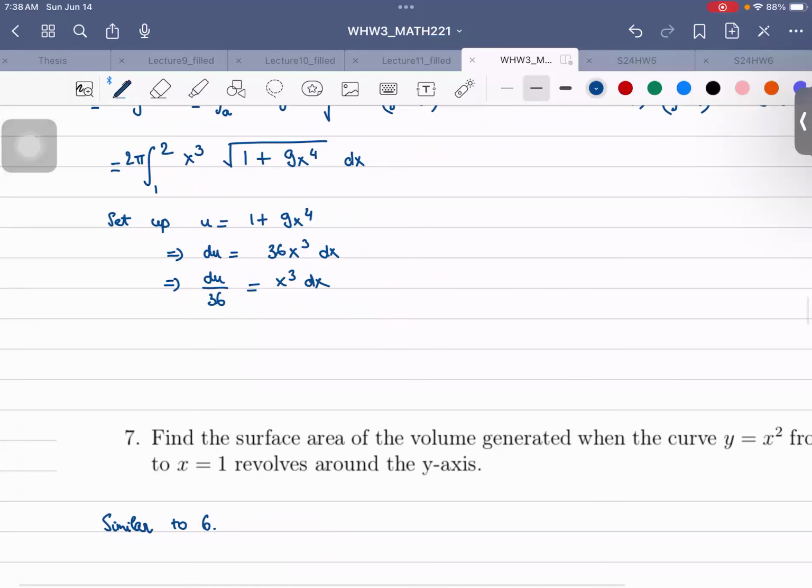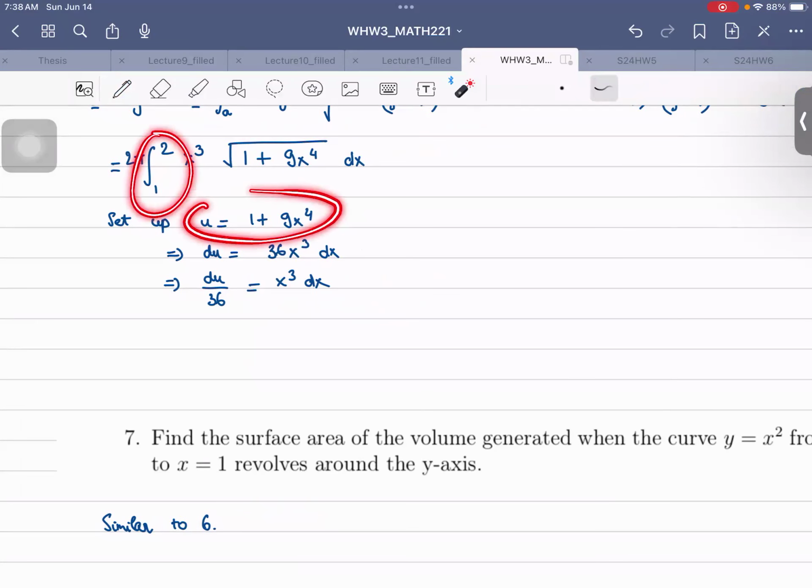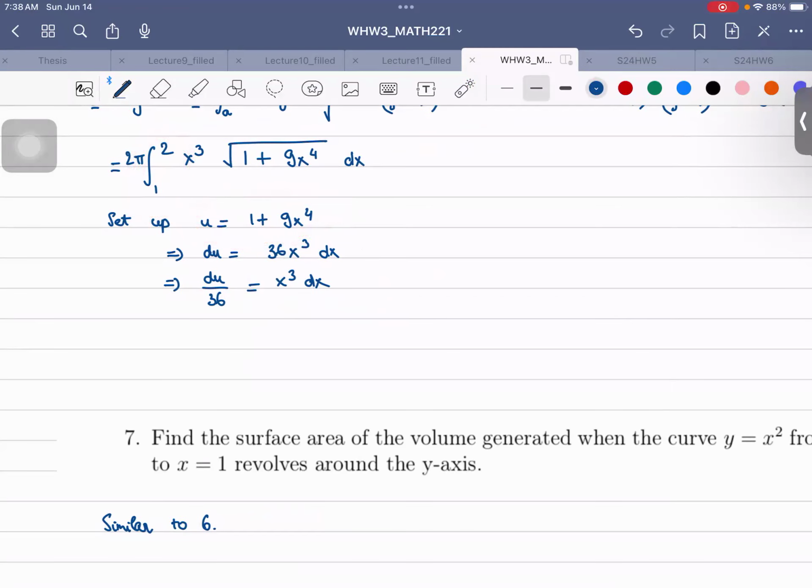And remember that when you do the substitution, you have to update the bounds as well. So to update the bounds, I will create a table of values. The first row is for values of x. x is from 1 to 2. Now I need to figure out the bounds for u because I'm gonna translate the entire integration into an integration in terms of u.